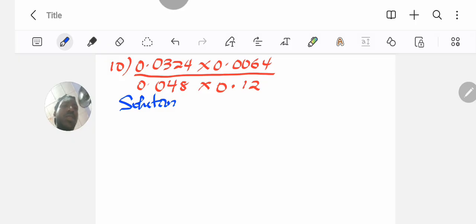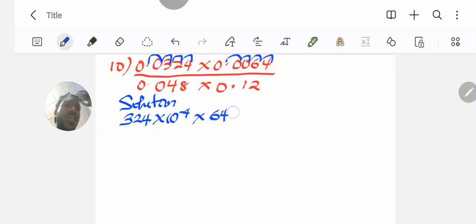Alright, so again, for this question, the decimal is still the same pattern of question. We want to leave it in standard form. So you move 1, 2, 3, 4. So that's 324 times 10 raised to the power minus 4, times, you move 1, 2, 3, 4. That's 64 times 10 raised to the power minus 4.